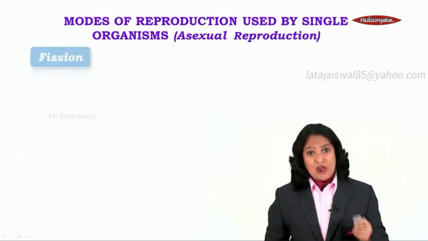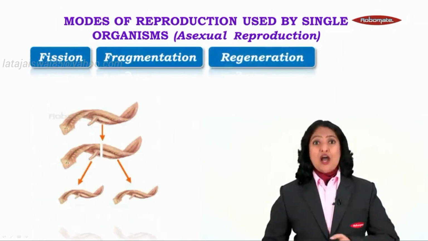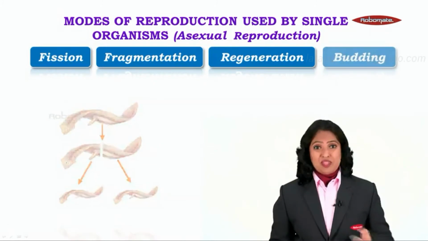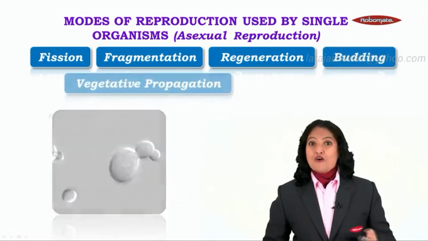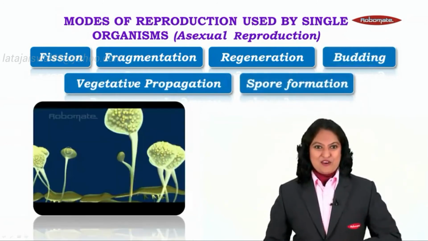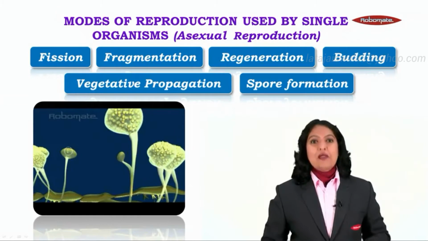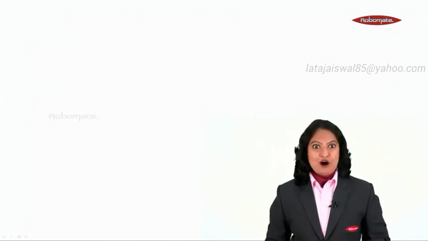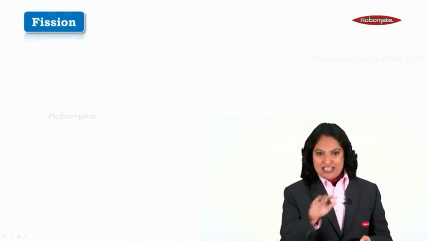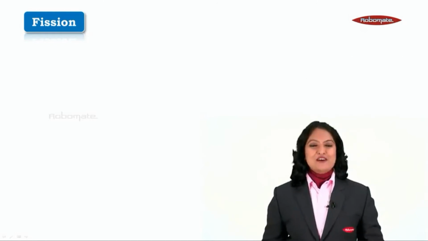And what are they? Fission, fragmentation, regeneration, budding, vegetative propagation, and last but not the least, spore formation. Let us study each one in detail. Beginning with the first and foremost, simplest of all, fission. The word fission tells me divide. Students, the meaning of the word fission is to divide.